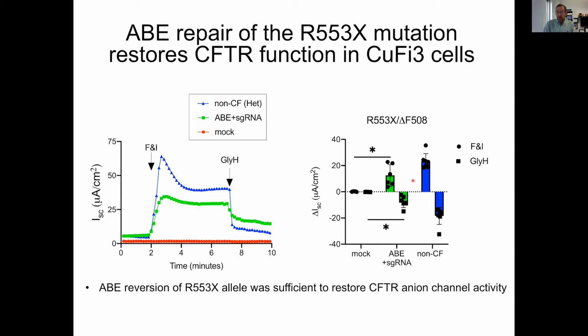In green, compared to the values on the left in the mock transfected, you see that we've restored significant CFTR chloride current, and in blue is a non-CF control. So the ABE reversion of the R553X allele was sufficient to restore CFTR anion channel activity.